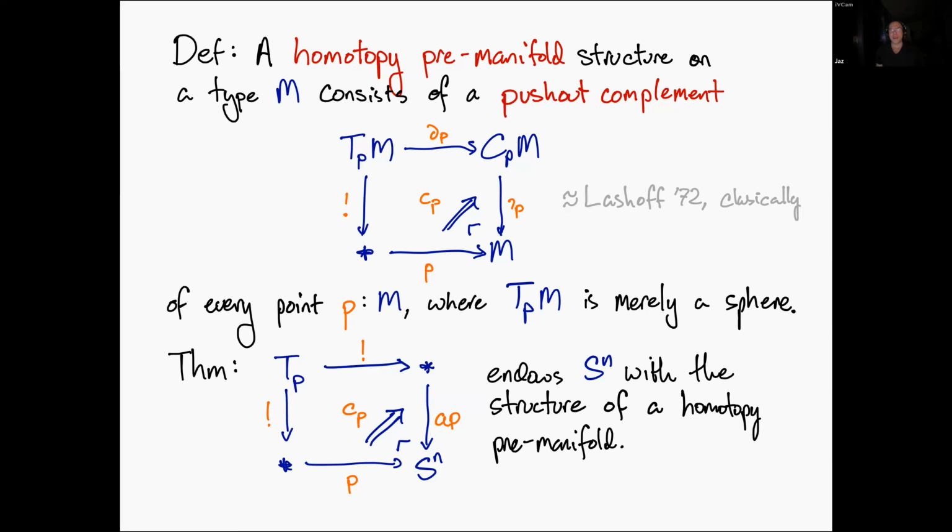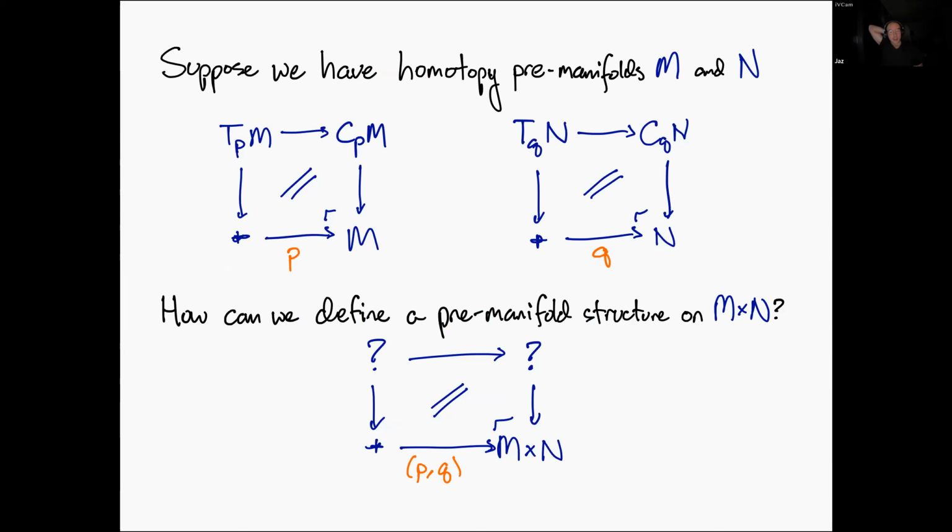And this means that when you want to prove things about the intrinsic properties of M, given that it has a manifold structure, which you would want to if you're trying to import some of those differential topology theorems, this definition can't be enough. So I'll say some more about that at the very end, but that's why this is a pre-manifold structure. So suppose we have these two homotopy pre-manifolds, aka we have these two tangent bundles, right? How can we put a pre-manifold structure on the product? So how are we going to do this?